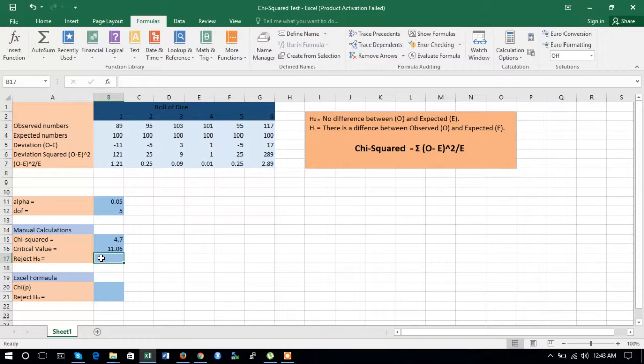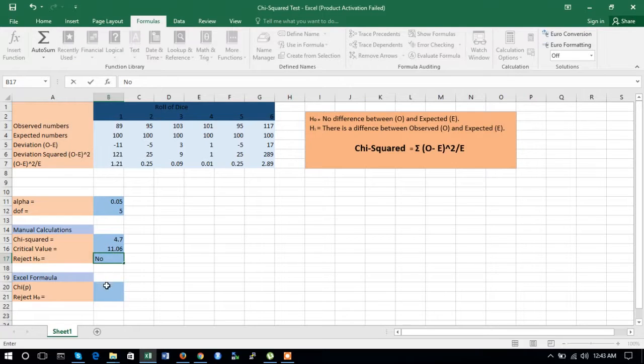Now, since the chi-squared value is less than the critical value, we cannot reject the null hypothesis. That is, we can't reject the null hypothesis.